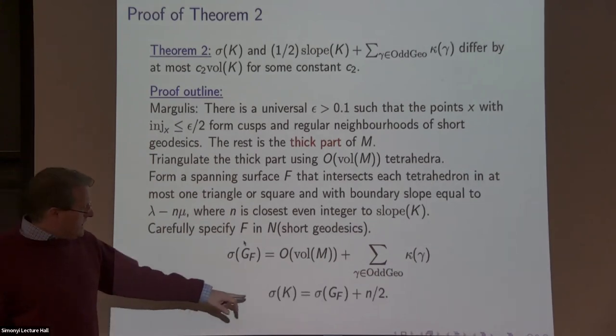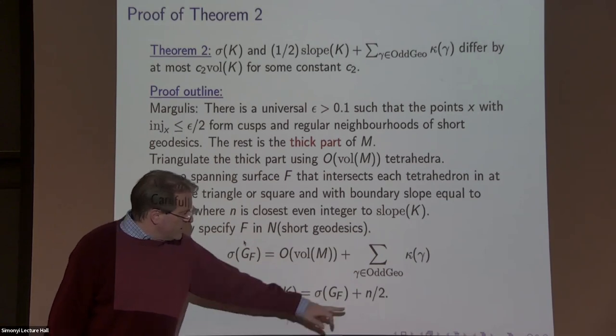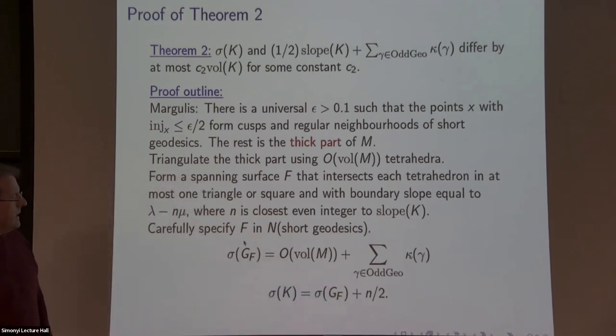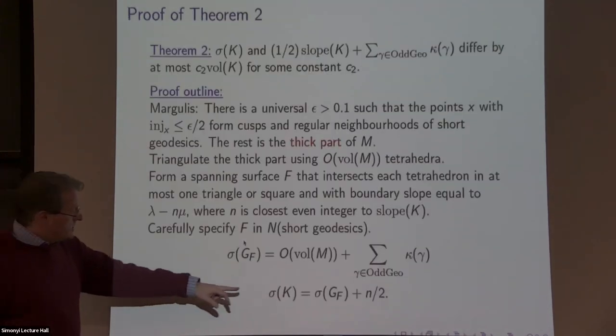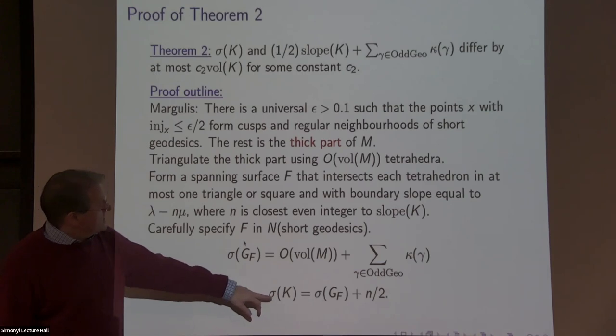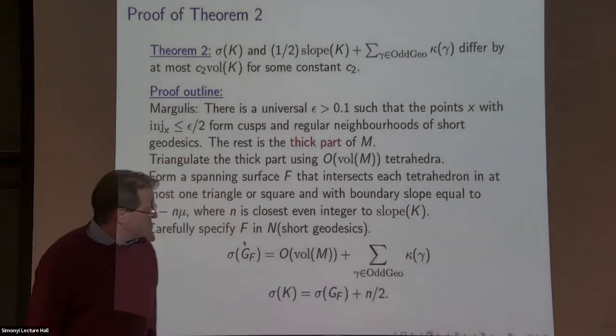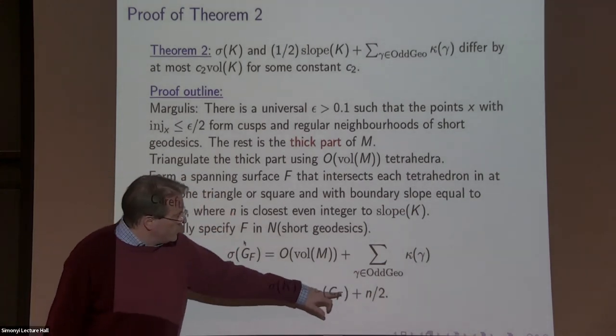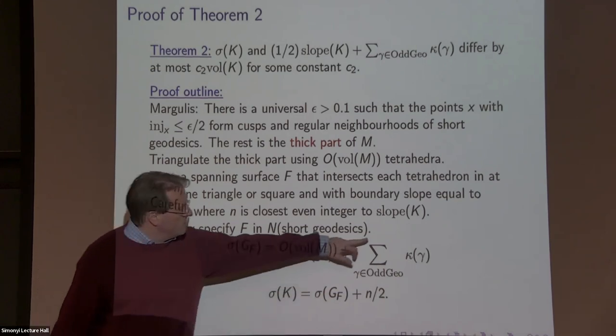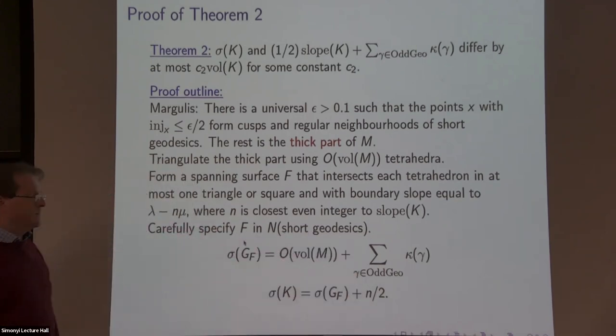Gordon and Litherland say that the signature is equal to the signature of this Goeritz form plus n over 2. And so that means that our signature is half the slope plus some quantity, which is big O of the volume, plus the correction term. So we're done.